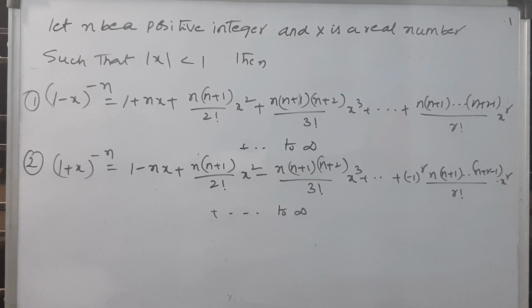What is the formula for (1+x)^(-n)? 1 minus nx plus n(n+1)/2! times x square minus n(n+1)(n+2)/3! times x cube plus and so on plus (-1)^r n(n+1) and so on up to (n+r-1)/r! times x^r plus and so on to infinity.